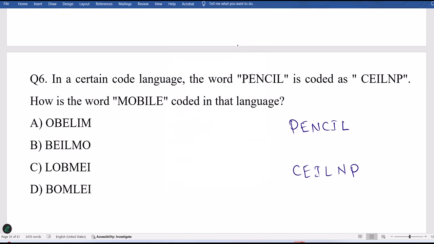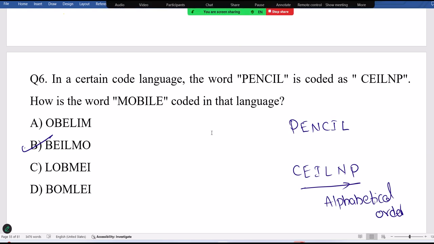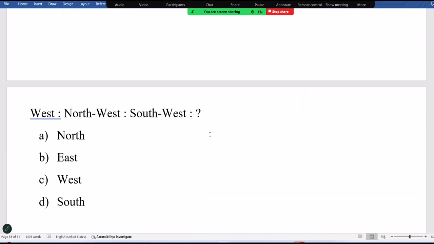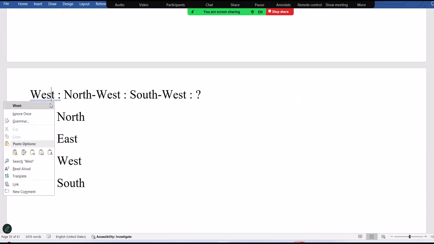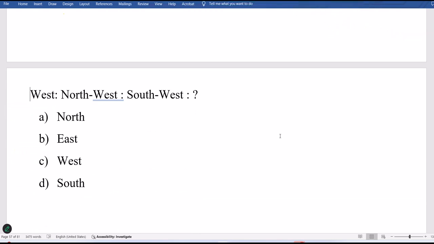Superb. Alphabetical order. Alphabetical order, option B. We are arranging this in alphabetical order. From A to Z. This is in a different order, but now we arranged in alphabetical order. Good question. That is good logic. And this one, you people can try with the diagram.